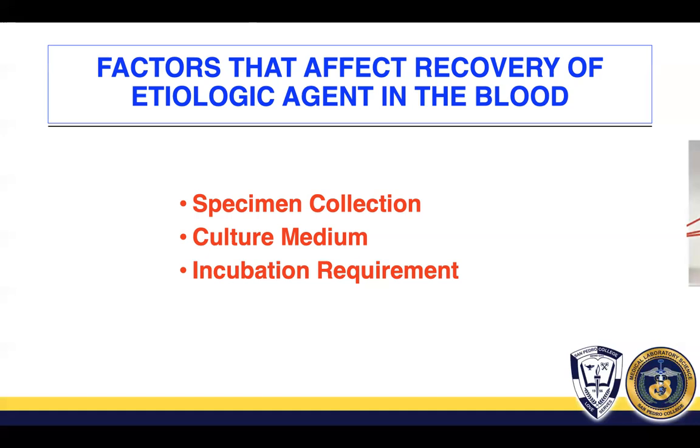Again, factors that affect recovery of etiologic agent in blood include specimen. This would cover time of collection, contamination, and volume. Of course, included here also is the blood to broth ratio, which I forgot to mention earlier, and the number of blood culture samples that you need to collect. And then for culture media, what are the components? Are there inhibitory agents? And then for incubation requirement, that would include temperature, the proper environment, and length of incubation or duration.